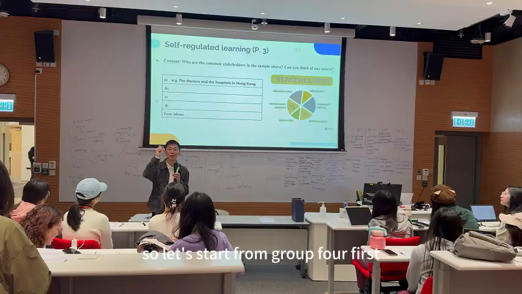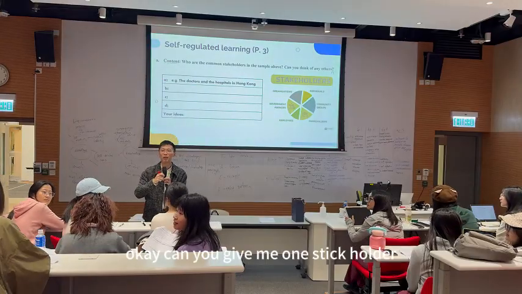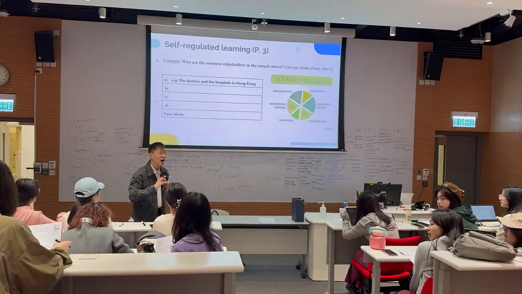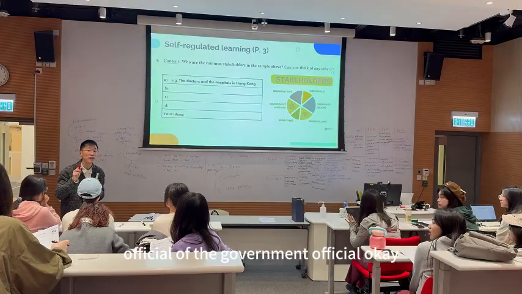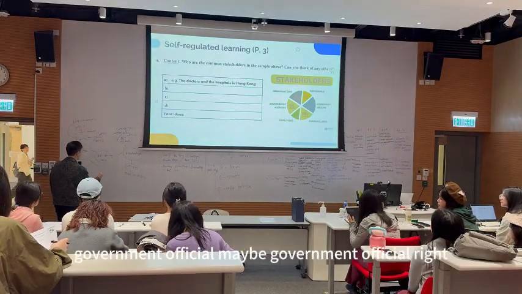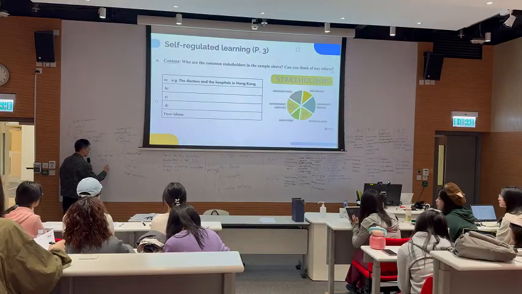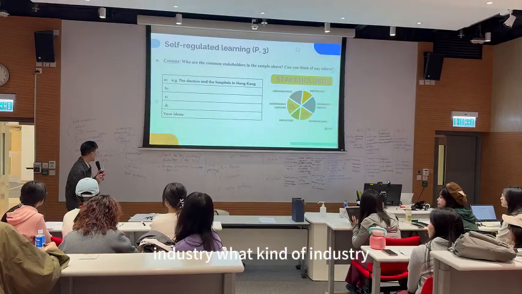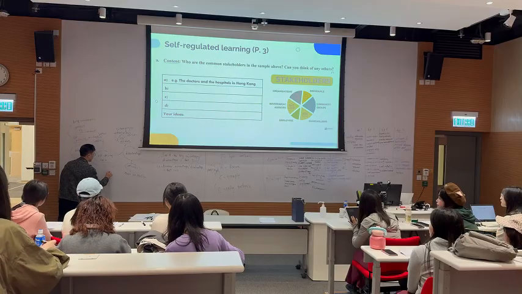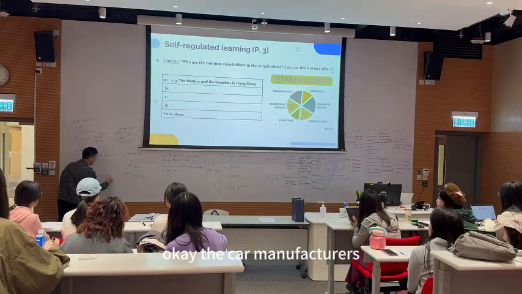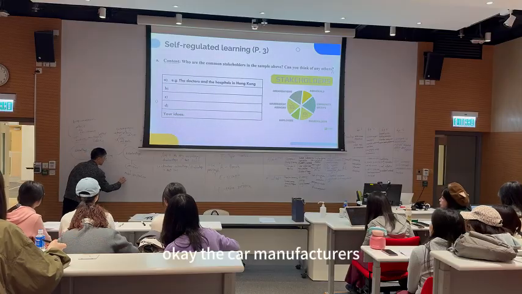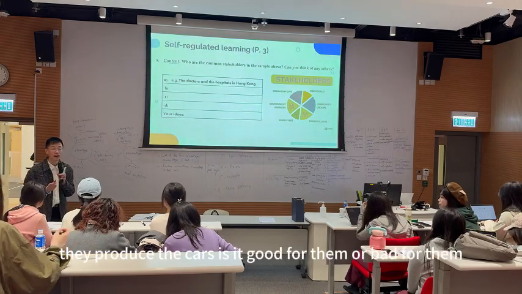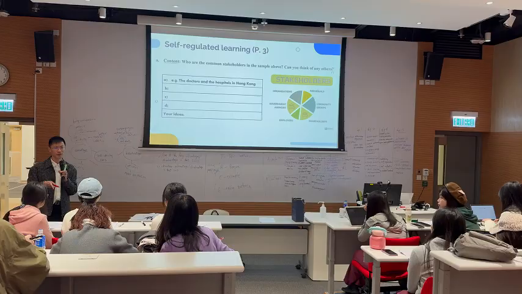Okay, so let's start from group 4 first. Can you give me one stakeholder? Maybe the officials in the organization. Government officials. Okay, government officials, right? I mean the government. Yes, the government. What else? Industry. What kind of industry? Okay, the car manufacturers. Car manufacturers, they produce the cars. Is it good for them or bad for them? Why good?